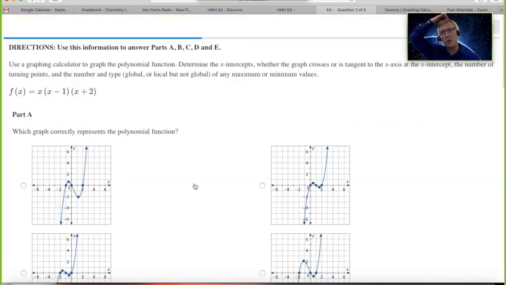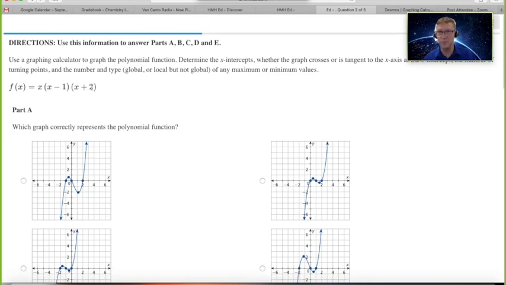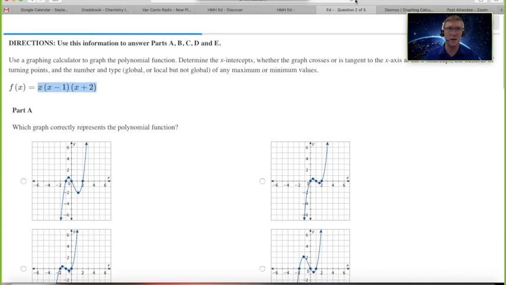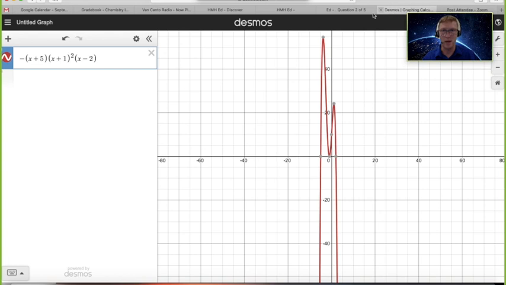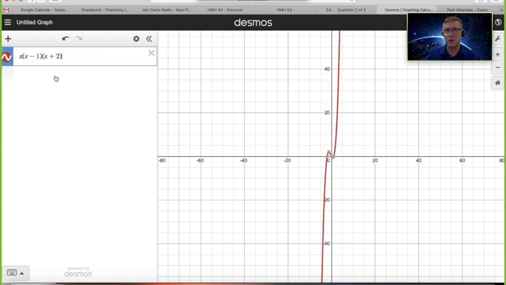So use a graphing calculator to graph the polynomial function. Determine the x-intercepts, whether the graph crosses or is tangent to the x-axis at the x-intercepts, the number of turning points, and the number and type, global or local, of any maximum or minimum values. Now that's a lot, but so I'm just going to copy this and see if my handy dandy website here works. Ha, money.